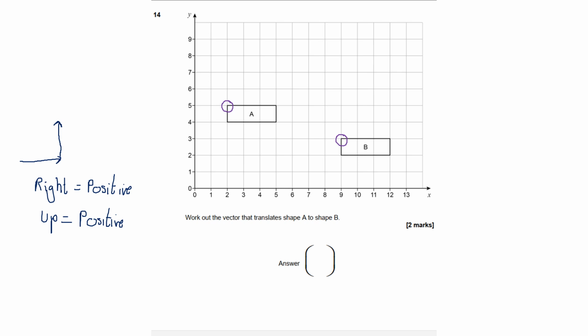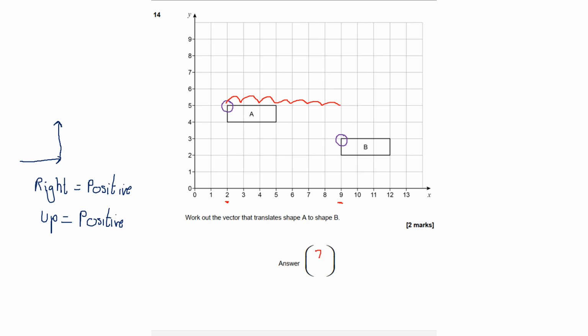So let's have a look. What do we need to do? How many squares do we need to move across to get there? Well, let's have a look. We're on number 2 here, and we're on number 9 here. So I reckon we need to go 7 across, but you might feel better counting it. So let's count. So we go 1, 2, 3, 4, 5, 6, 7. Okay, so I'm confident I'm actually going to put 7 in the answer here.